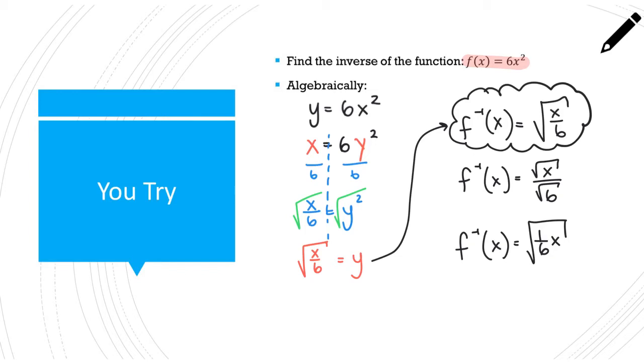Now, if you're confused on the process, the very first thing I did, step 1, is I wrote it as a y instead of an f of x. Then in step 2, I switched my x's and my y's, and then I started solving for y. There wasn't anything adding or subtracting this time, so I divided by 6 on both sides, and then I took the square root in order to cancel out the squared, and that's what left me with the square root of x divided by 6.